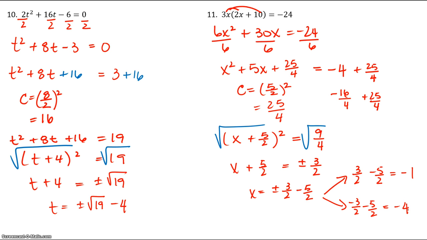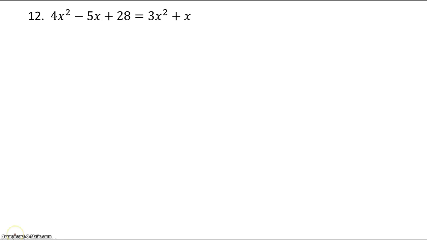So on 10 and 11, we saw examples where the leading coefficient was not 1. We started by dividing out that number to every term so that we could complete the square with perfect squares on the front and the back. Alright, let's do one more.